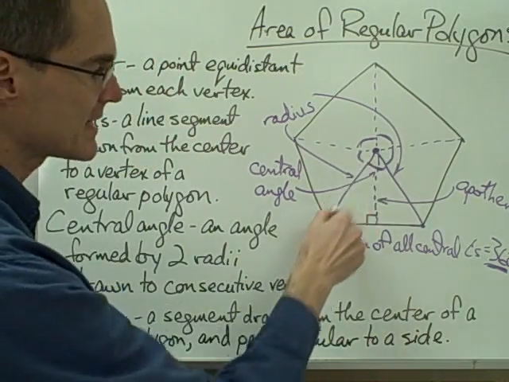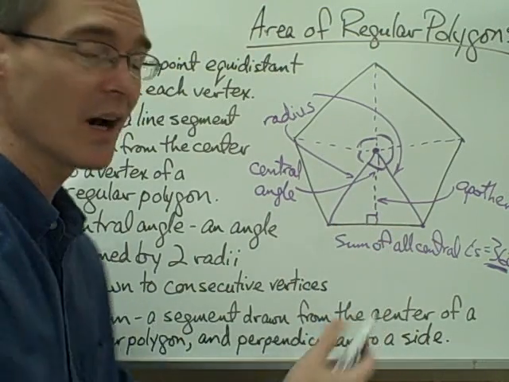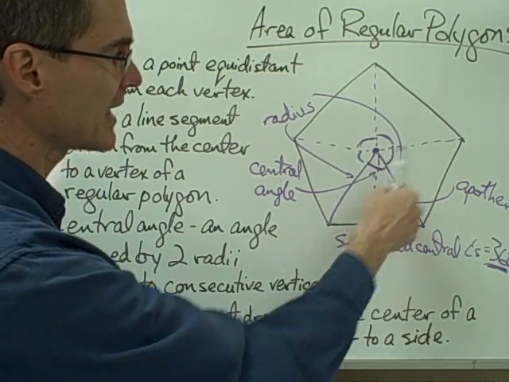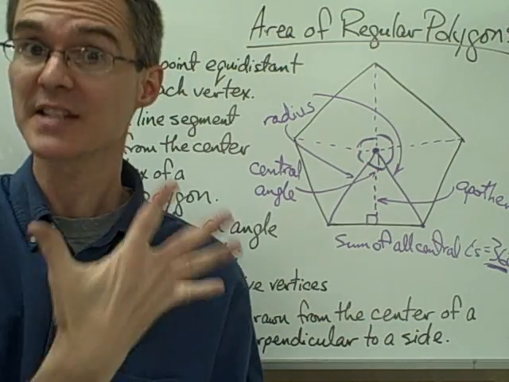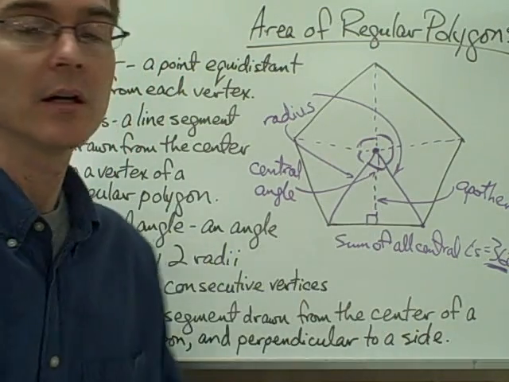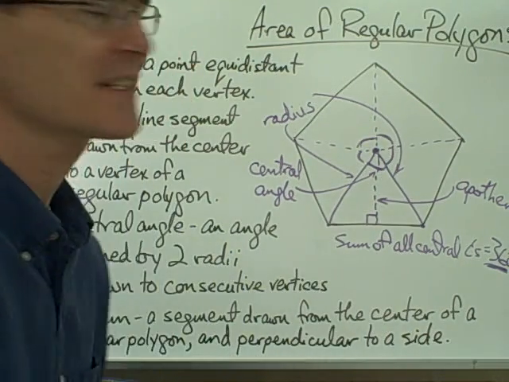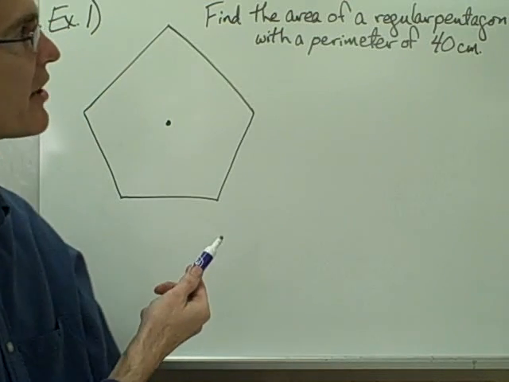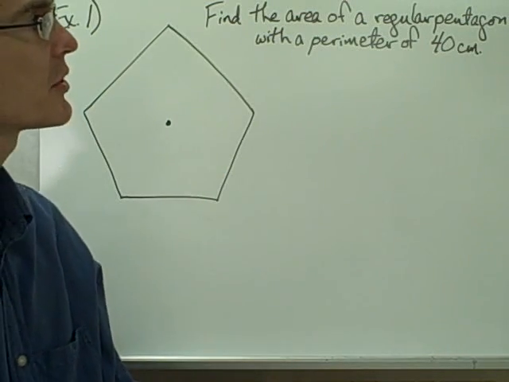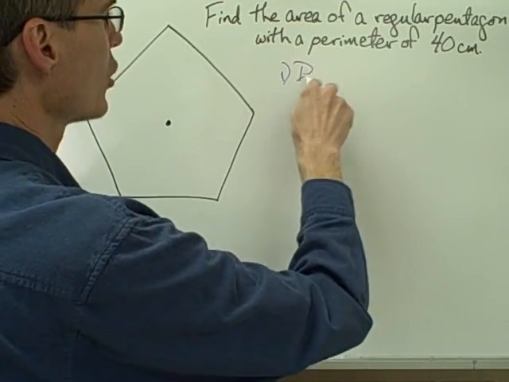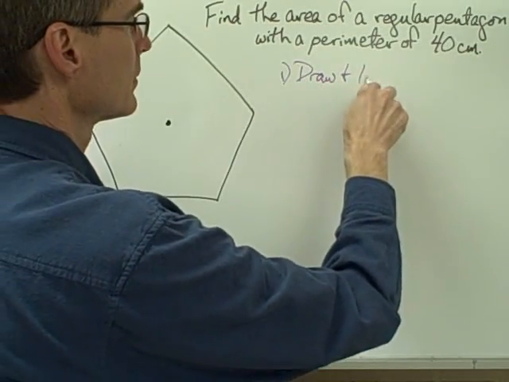So what that means is if I can find the area of just one of these triangles, and I take that area and multiply it times 5, because in this case I have 5 triangles in my pentagon, I'll have the area of the whole pentagon. So let's take a look at how that's going to work. Example number 1, it says find the area of a regular pentagon with a perimeter of 40 centimeters. So the first thing I want to do is draw and label my figure.